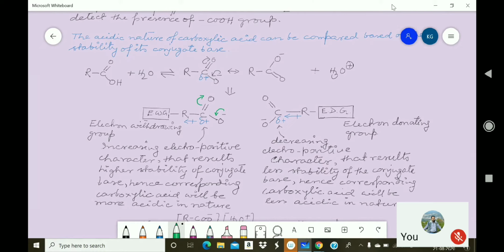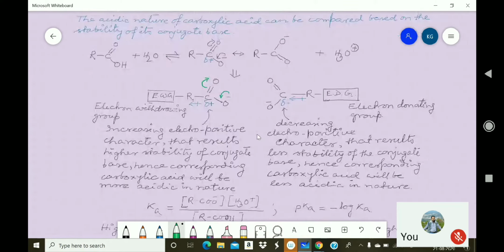And if there is an electron donating group with this alkyl group at this carbonyl carbon, then due to donation of electron, the electropositive nature will decrease for this carbonyl carbon, and the resonance stabilization will also decrease.